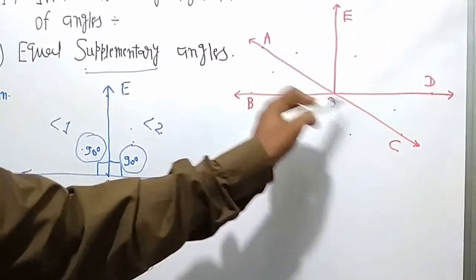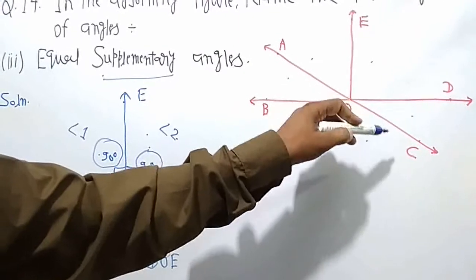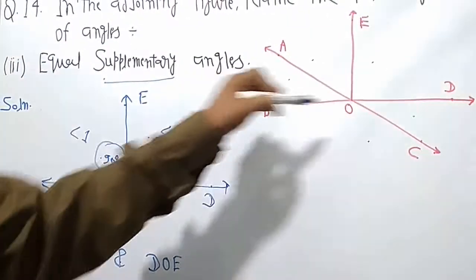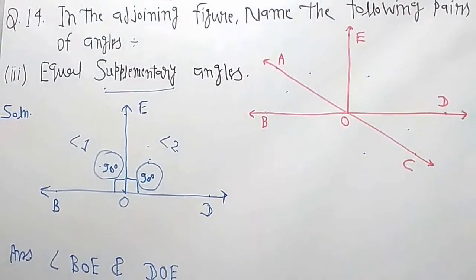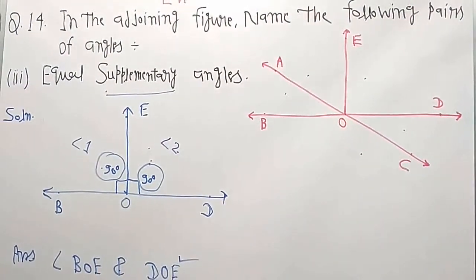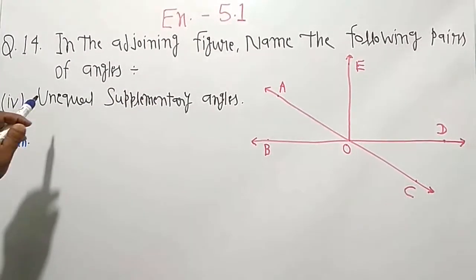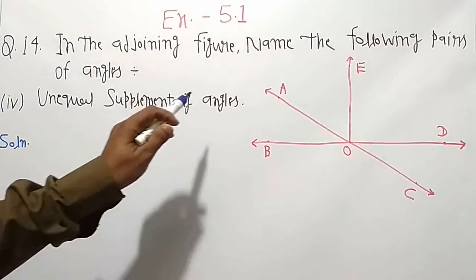So this is not the pair of equal supplementary angles, and this is the equal supplementary angles. It is the pair of equal supplementary angles. So our answer is this. The fourth part requires unequal supplementary angles.